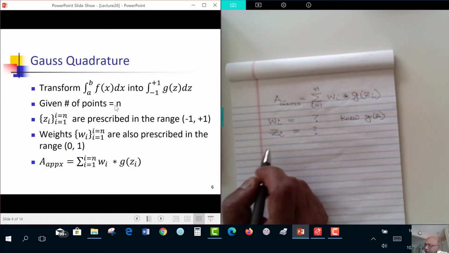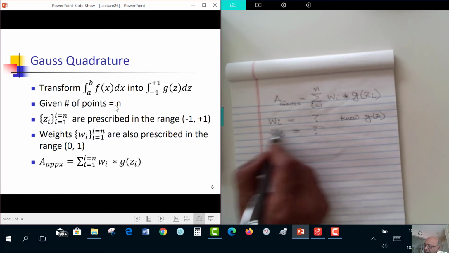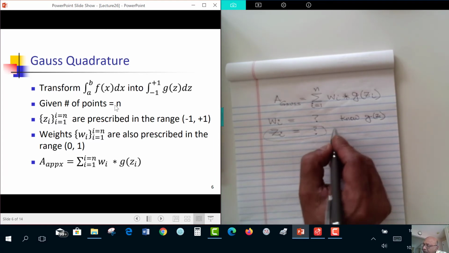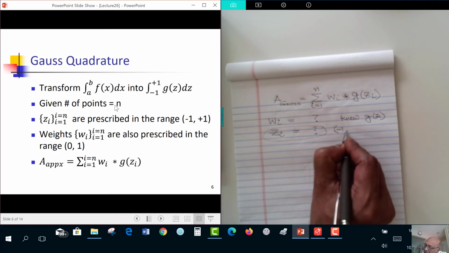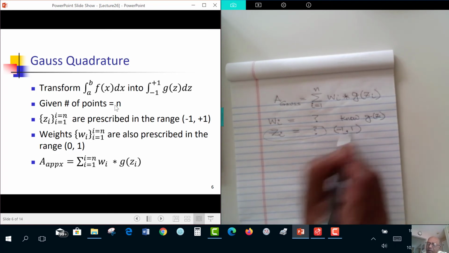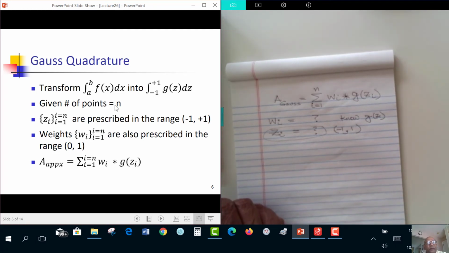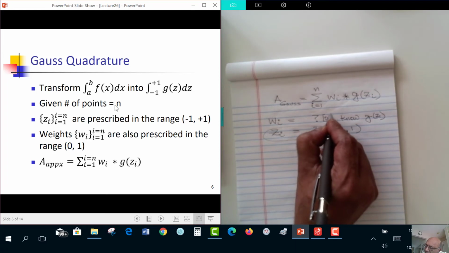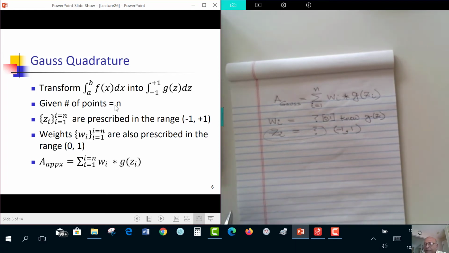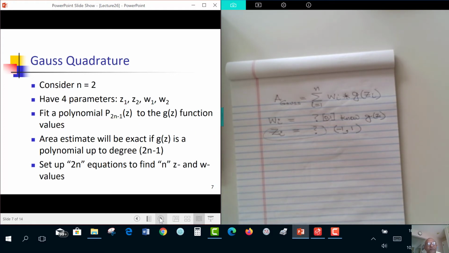So it turns out, since our integral range is from -1 to +1, z belongs in this range -1 to +1. And our weights are in the range from 0 to 1. Okay. So the key question is how to find them.